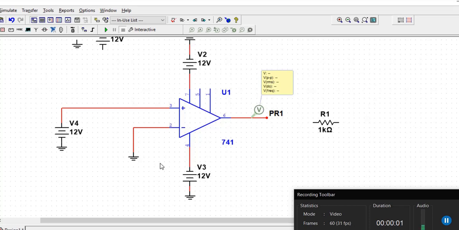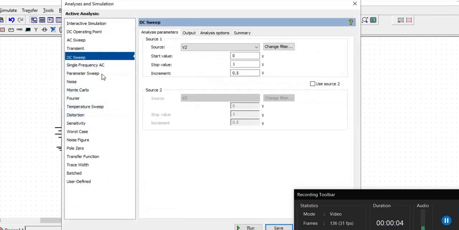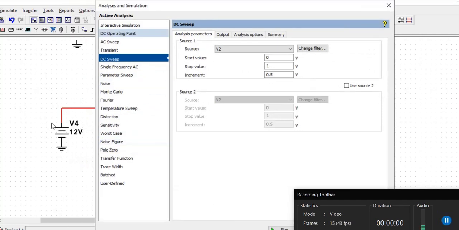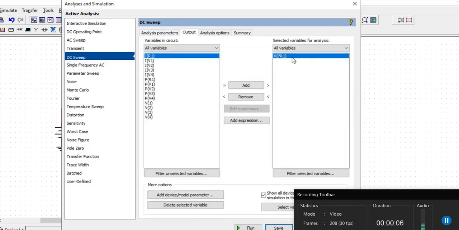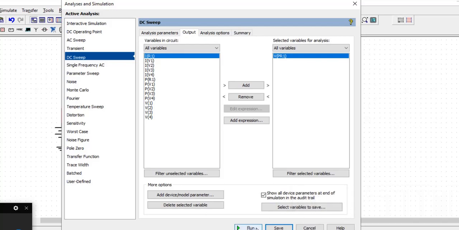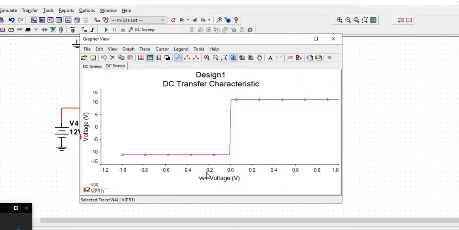I connected a ground at pin number 2, a voltage source at pin number 3, and I have connected a probe at the output pin number 6. I want to do a DC sweep, so I will go to the settings here and select DC sweep. I want to change V4, so I will select my source as V4. I'm changing V4 from -1 to +1 with an increment of 0.01, and the output is selected as a voltage probe at the output pin, which is pin number 6. So let's run the DC sweep here. This is what we get.